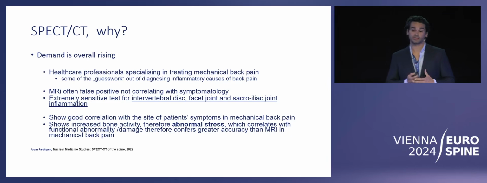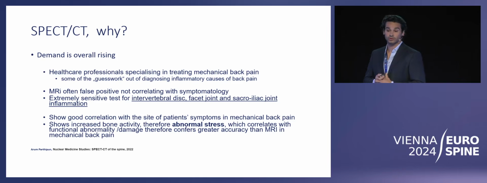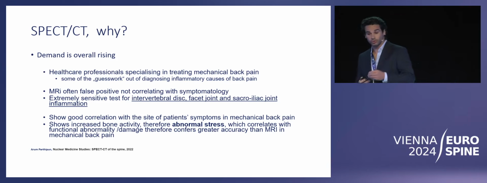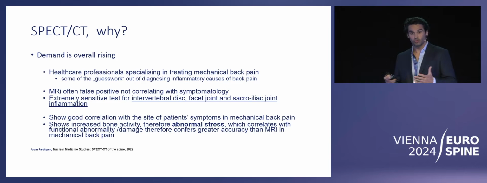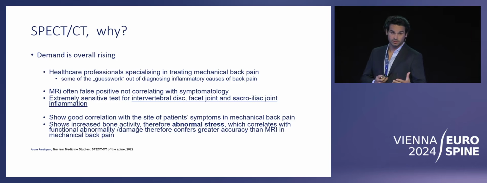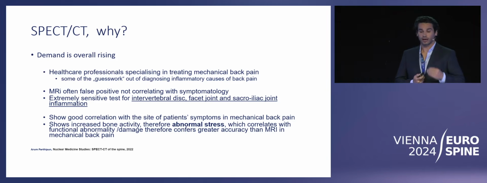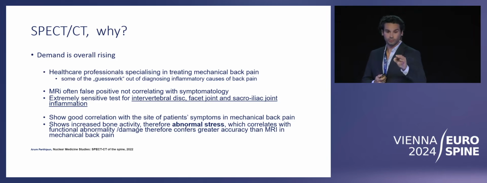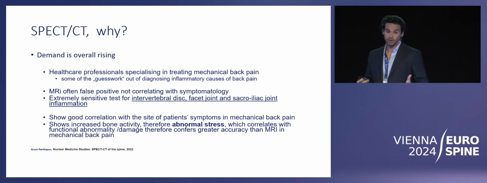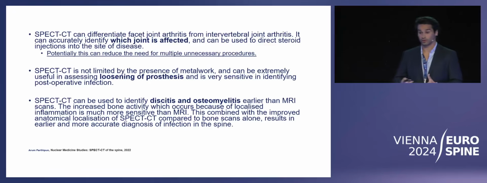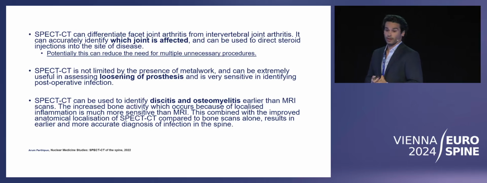The SPECT-CT shows very good correlation with these sites of patient symptoms in mechanical back pain, which therefore means we have exact points where the abnormal mechanical stress is applied, and that correlates with functional abnormality of the patient, maybe a movement disorder, maybe the gait is a little bit abnormal. So that actually points to the source of the problem of the given patient. It therefore confers greater accuracy than MRI and takes into account the functional source of the problem.